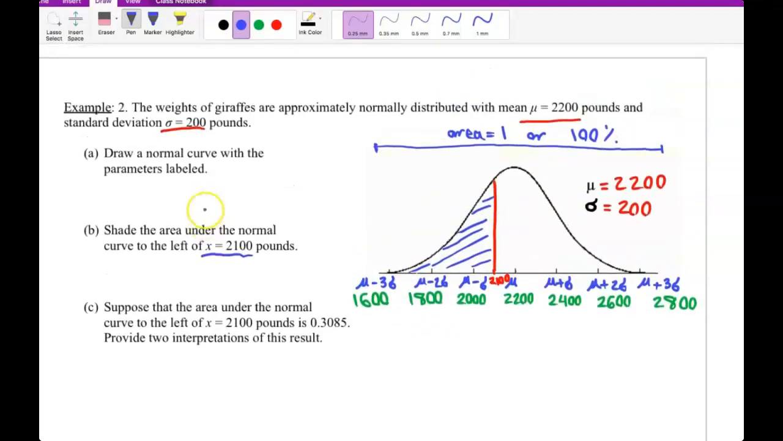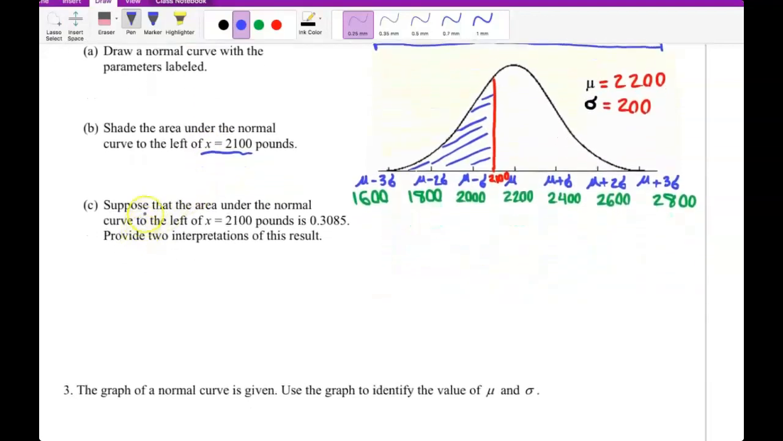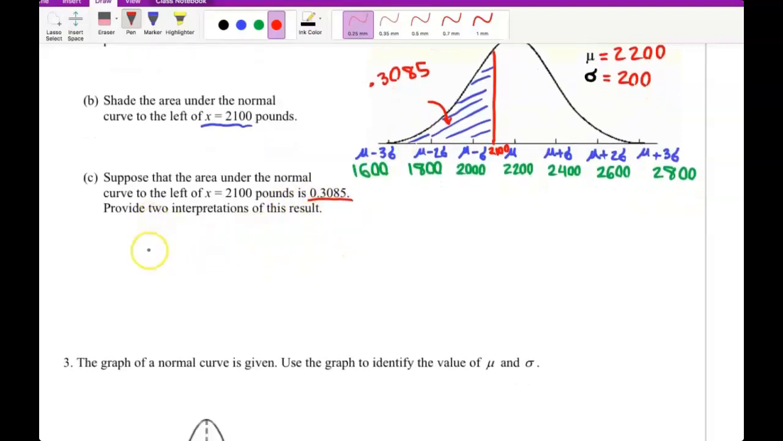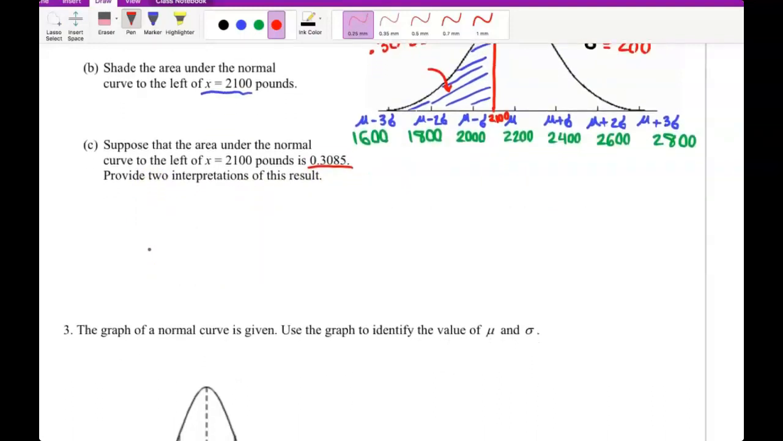Okay, then part C: suppose that the area under the normal curve to the left of x equal to 2100 is 0.3085. So what that means is the area for this part is equal to 0.3085. And it's asking to provide two interpretations of this result.